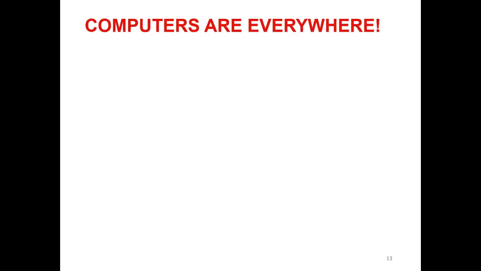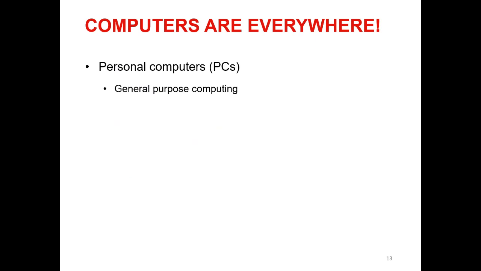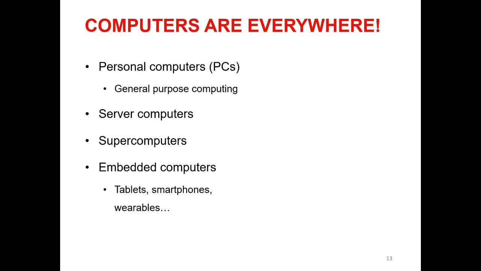As you probably know, computers are everywhere. Probably the most common computer you have in mind is a personal computer. This is usually used for general purpose computing. We can use a PC for everything we want. Then we have some kind of specialized computers such as server computers or supercomputers. And more recently we also have embedded computers that we can find in tablets, smartphones, and wearables.